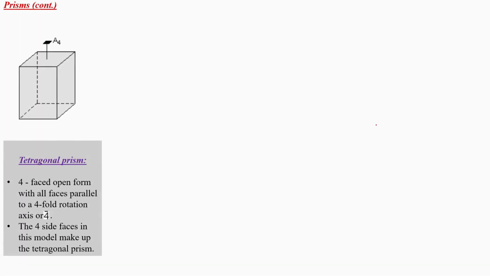And in continuation, there is a tetragonal prism. Tetragonal prism means it's a four-sided open form, and it's parallel to the four-fold rotation axis or four-fold roto-inversion axis also. So then it is called tetragonal prism. That means it is parallel to the C axis.